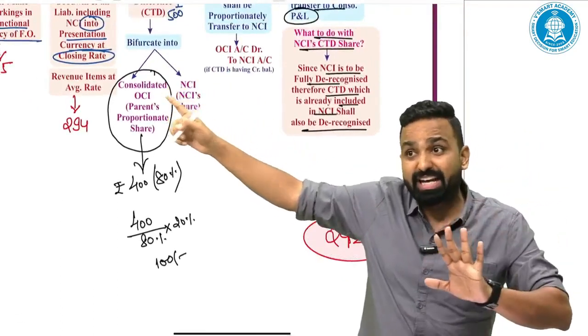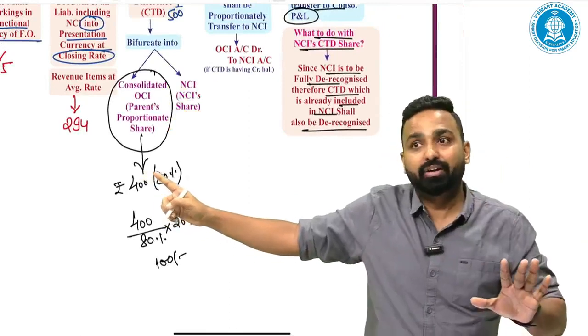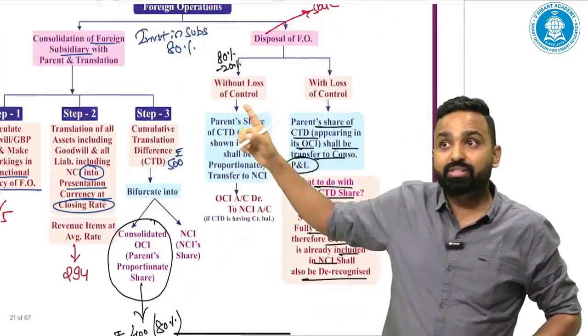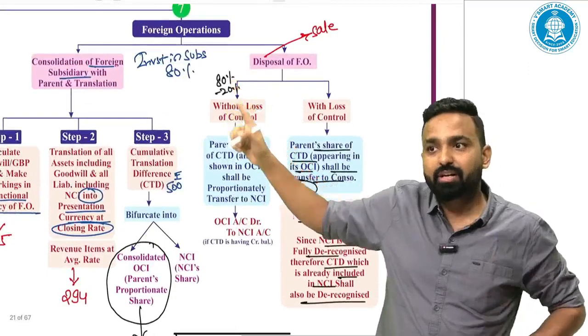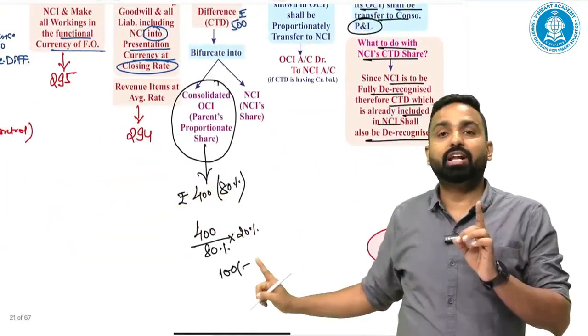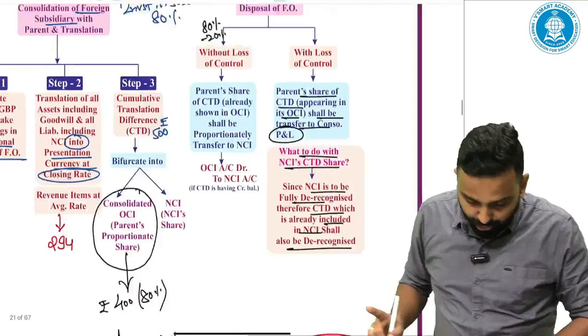So, now what you will do? You will not reclassify the entire 400. Out of 400, you still have 60% share. Na? So, out of 400, you just transfer 100 rupees. What you will do?